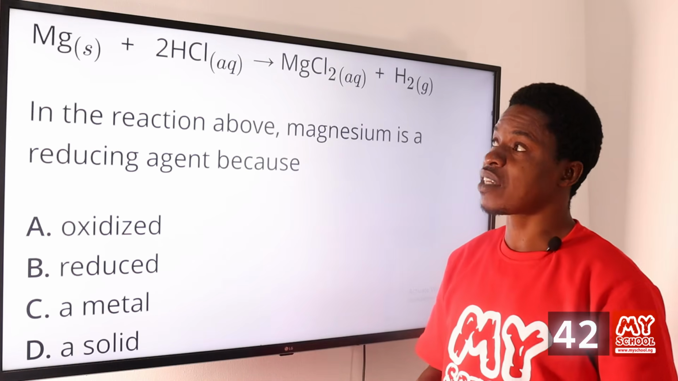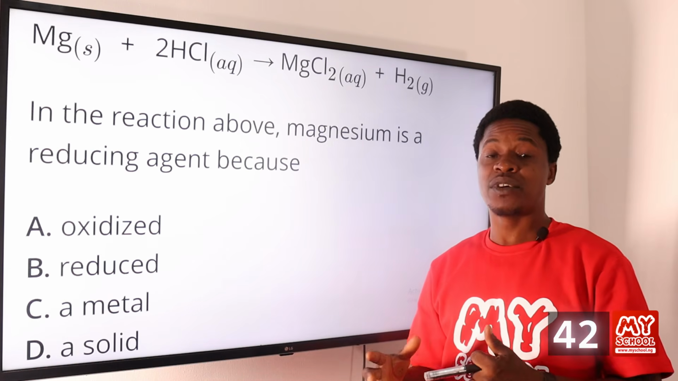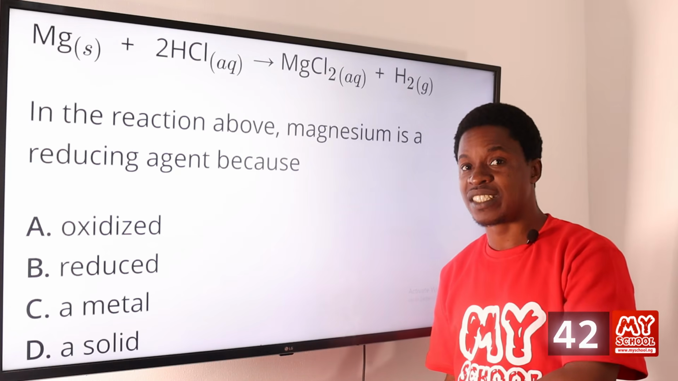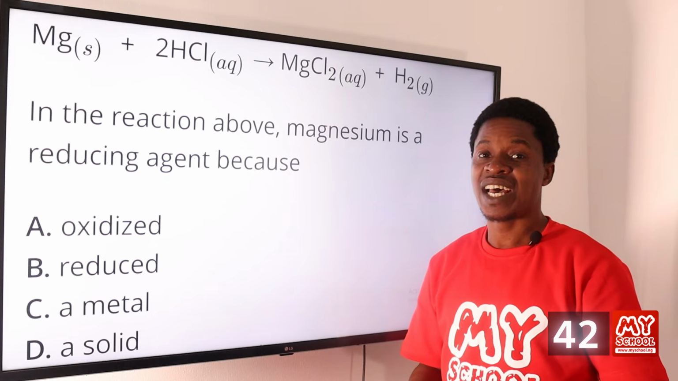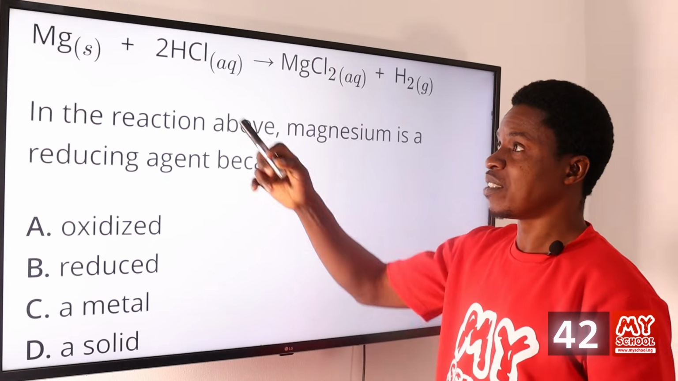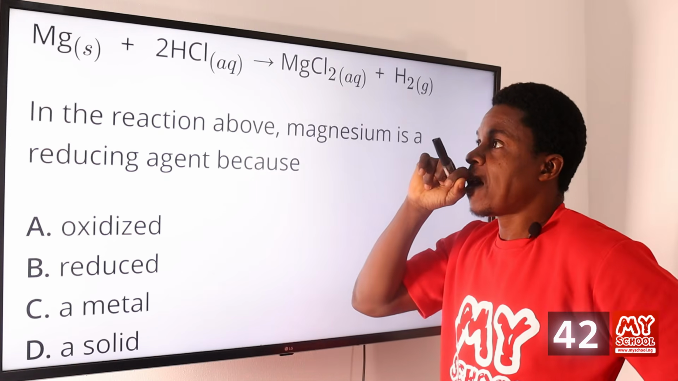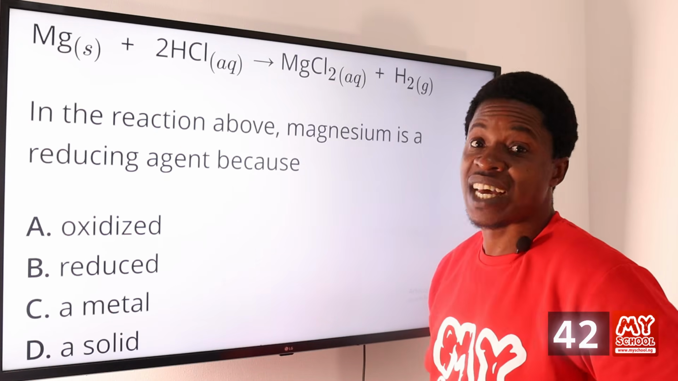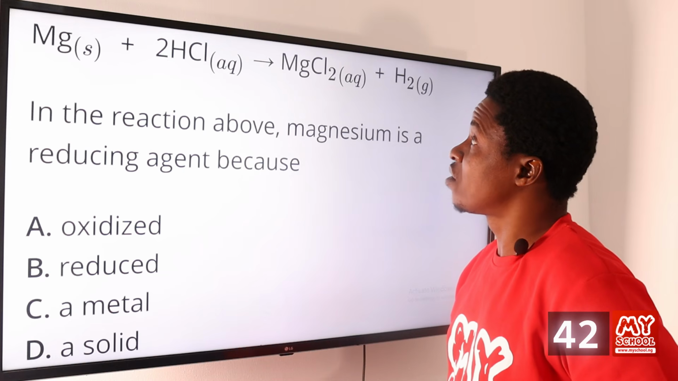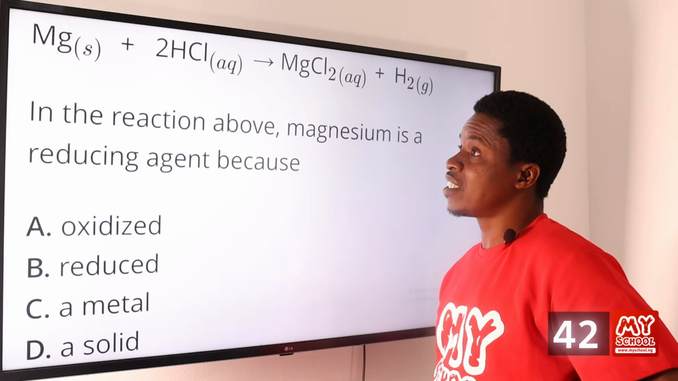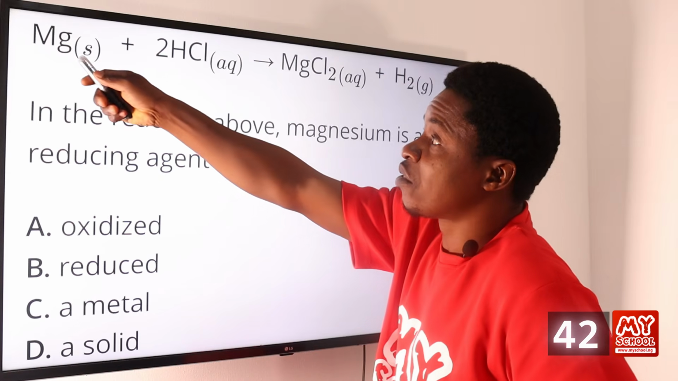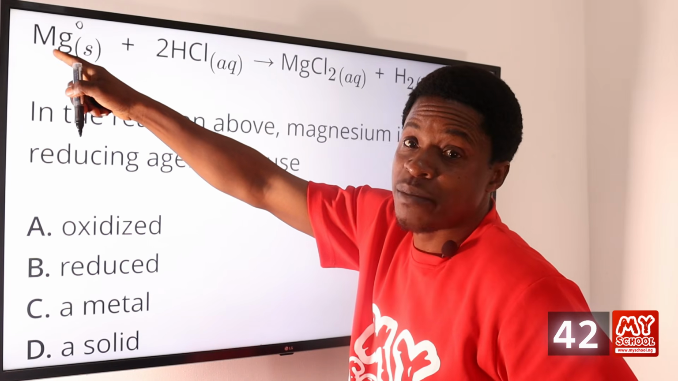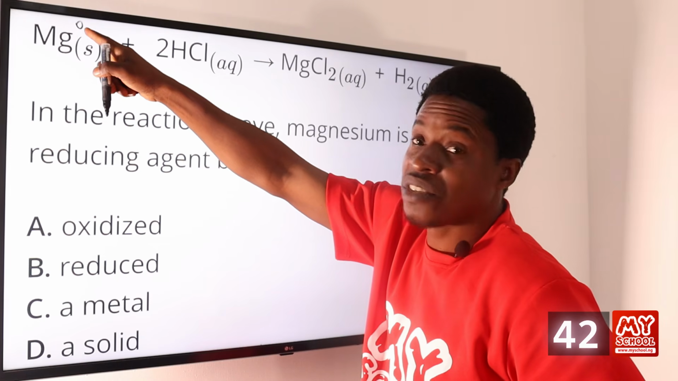Well, all metals are reducing agents actually, but in some reactions, they can behave as oxidizing agents and they can also behave as reducing agents. So that is not the reason, but let's look at this critically. We have magnesium here. First, let's consider the oxidation number, the oxidation state. Is there an increase or a decrease? What is the oxidation state of magnesium here? That is 0, because this is an element in its free state.